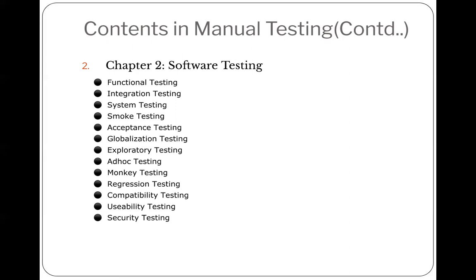Finally, security testing, which is about how secure your software is. We'll be using some techniques to hack the application or software. Here we'll decide how secure our application is. So these are the different types of black box testing.